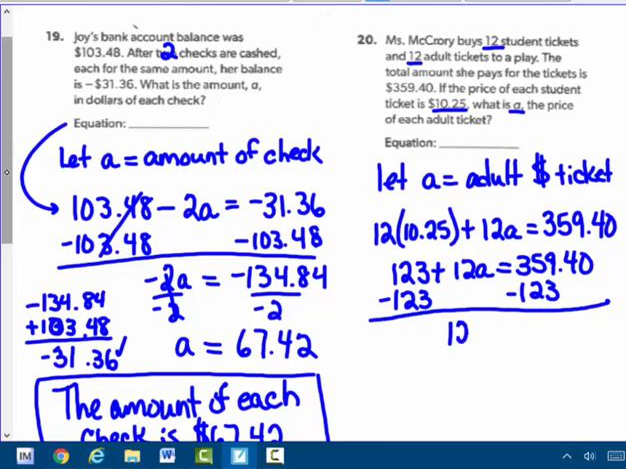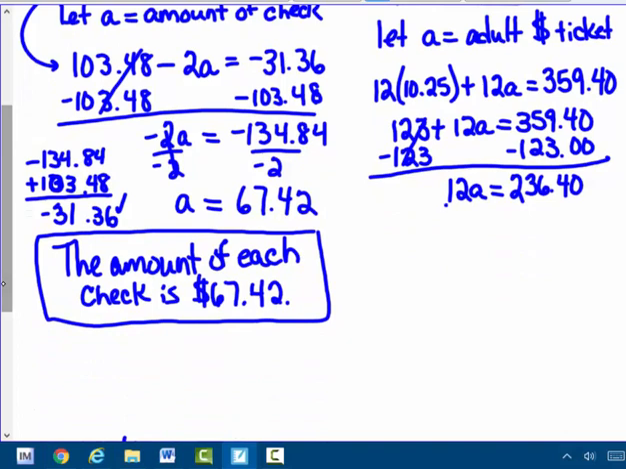And we get 12 adult tickets must have a value of $236.40. Yes, I can annex those zeros and subtract. And when I divide by 12 on both sides, I get that the adult ticket for one must have been $19.70.